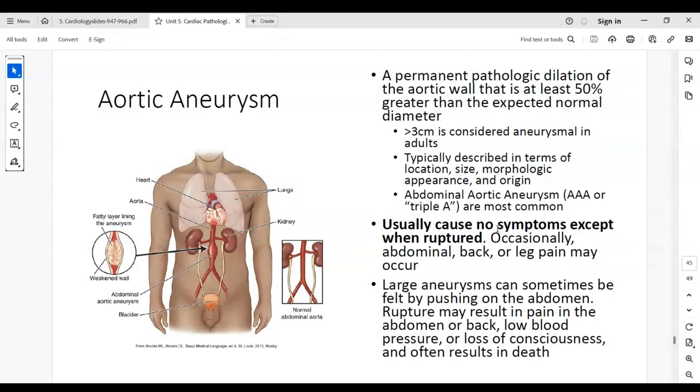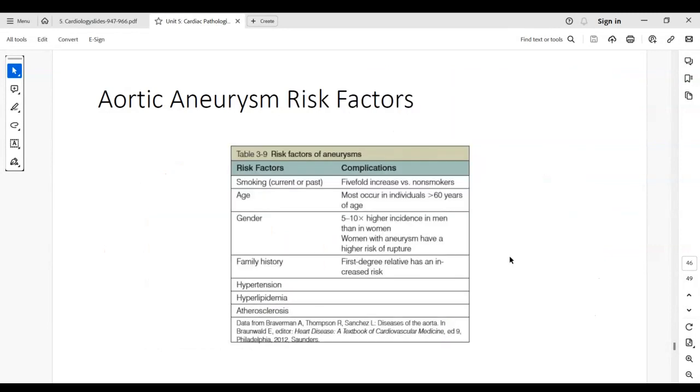Okay, usually cause no symptoms. It is asymptomatic, like we said, except when ruptured. Okay, and occasionally abdominal, back, or leg pain may occur. Large aneurysms can sometimes be felt by pushing on the abdomen. We will see a pulsatile mass. Rupture may result in pain in the abdomen or back, low blood pressure or loss of consciousness, and often results in death.